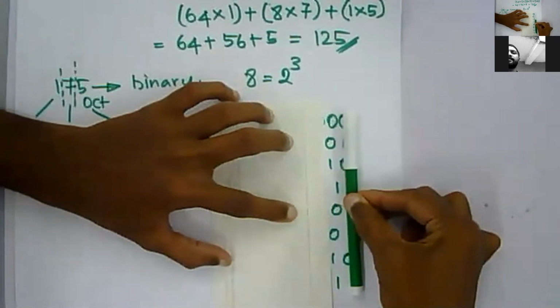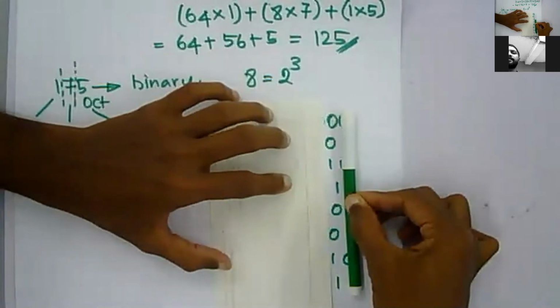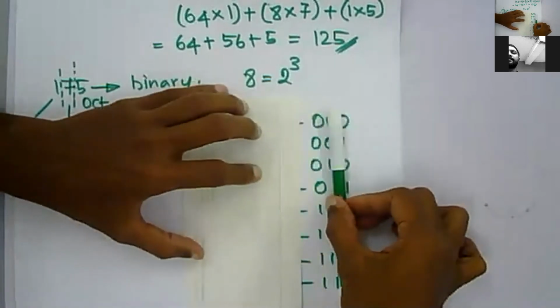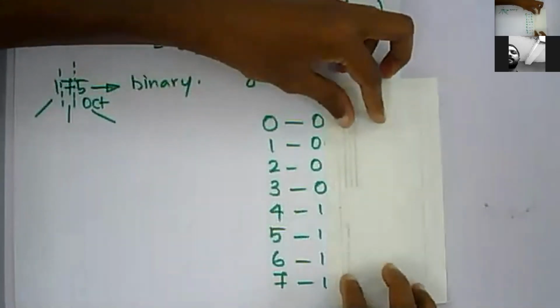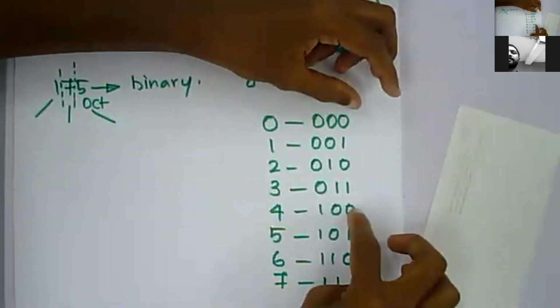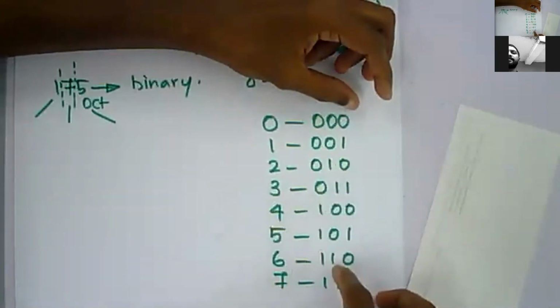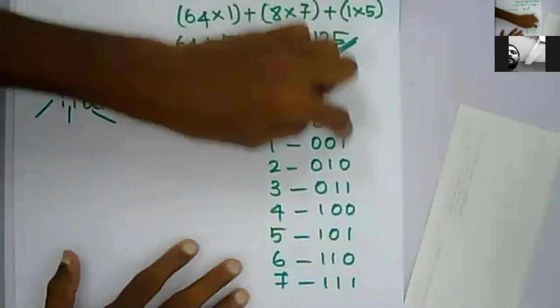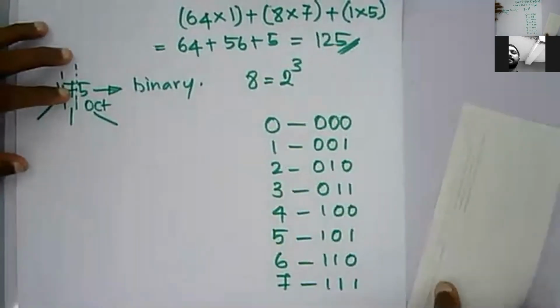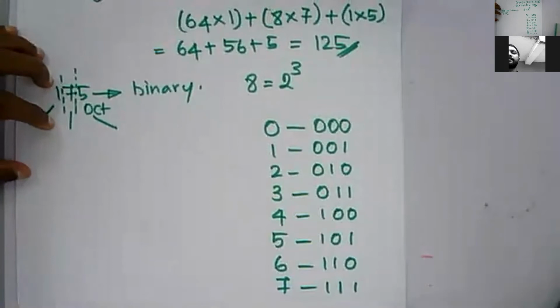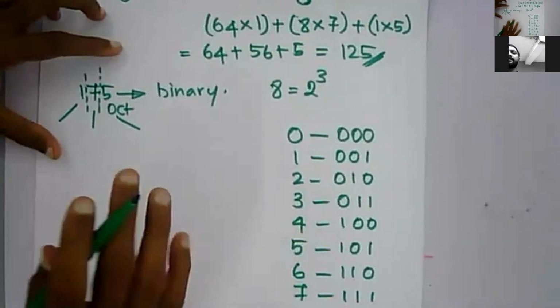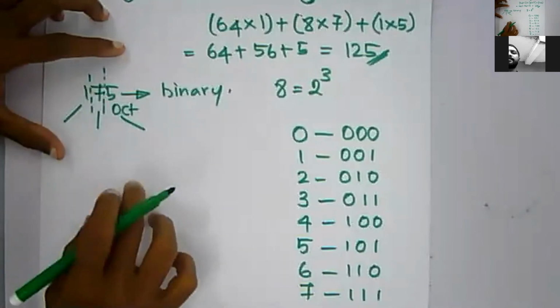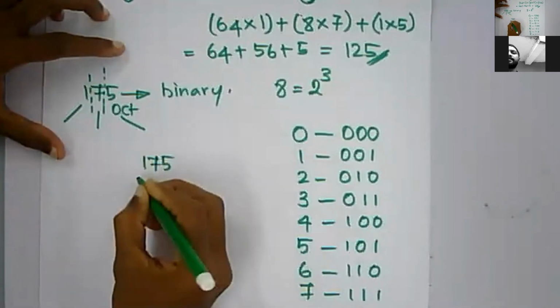What is this one? 0, 0, 1, 1, 0, 0, 1, 1. Then go to the next level: 0, 0, 0, 0, 1, 1, 1, 1. Here it is 1 by 1, 2 by 2, 4 by 4, and if you have a hexadecimal number, that will be 8 by 8: 8 zeros and 8 ones. So writing a sequence of binary numbers is simple.